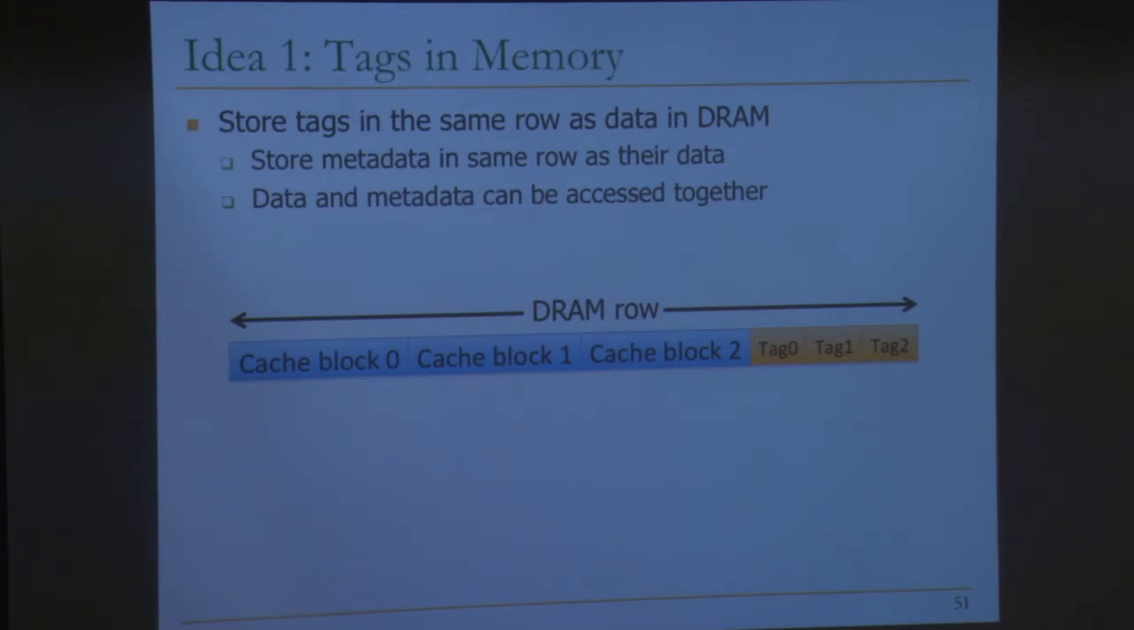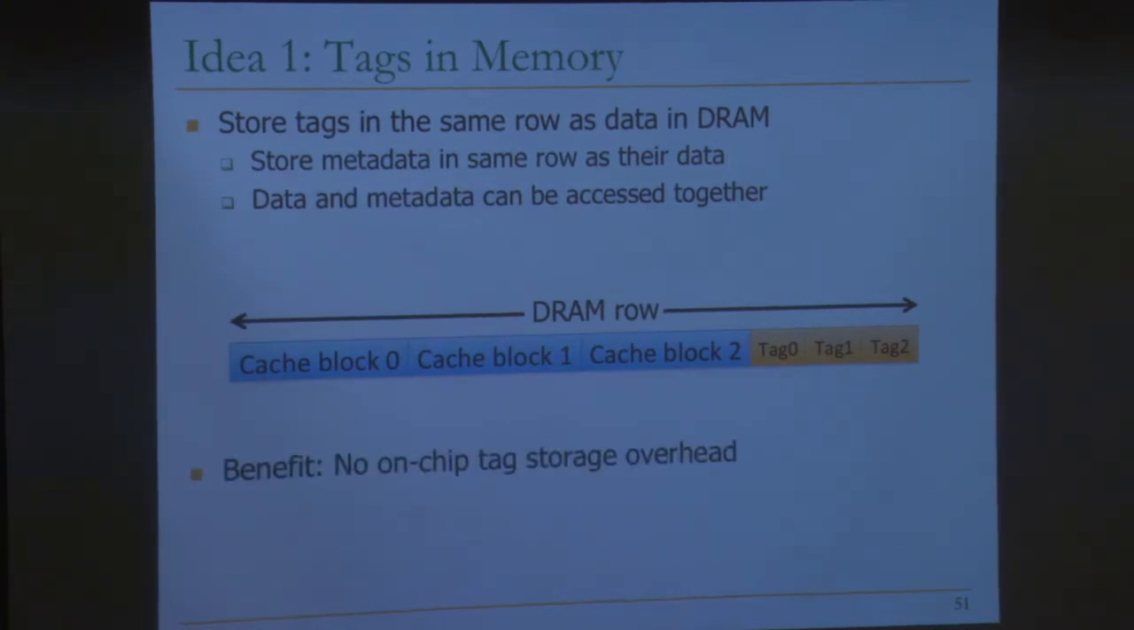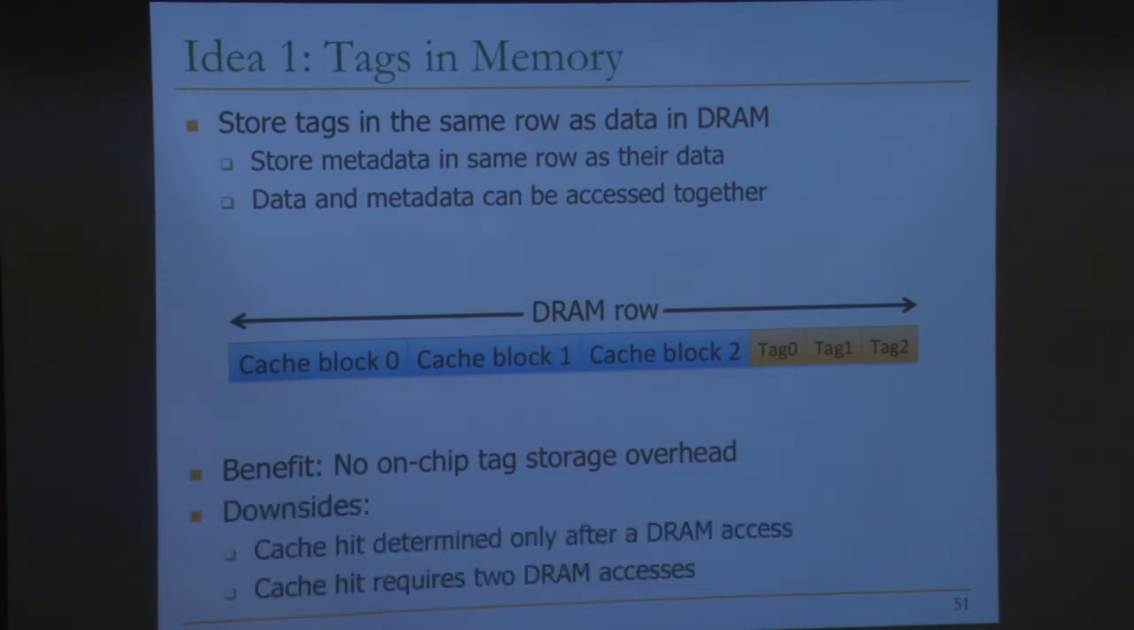And now, when we access main memory, because it's all in the same row, and we access one row at a time, we bring in the data and the tags for the data simultaneously. So this is good because now we completely eliminated any on-chip storage overhead. We don't have this conundrum anymore of where am I going to use my SRAM. The problem is now we don't have SRAM, right?